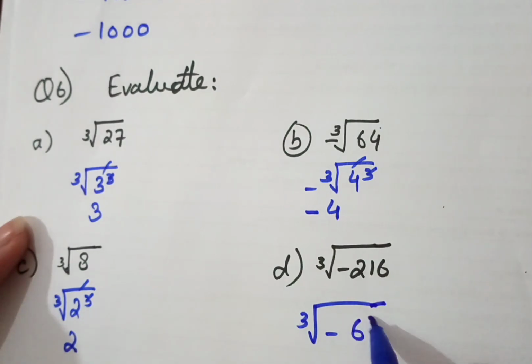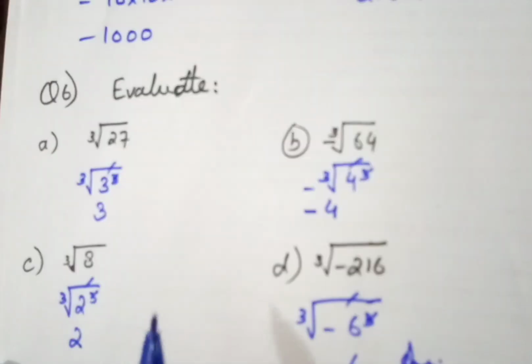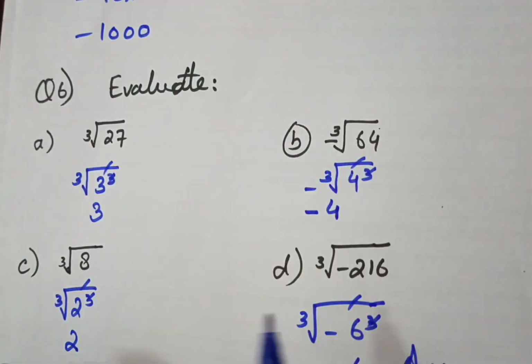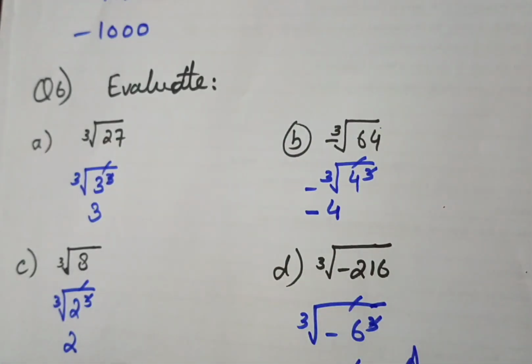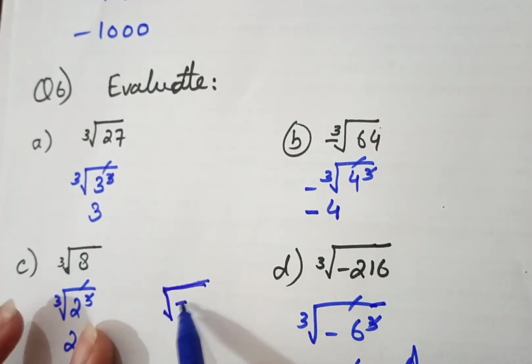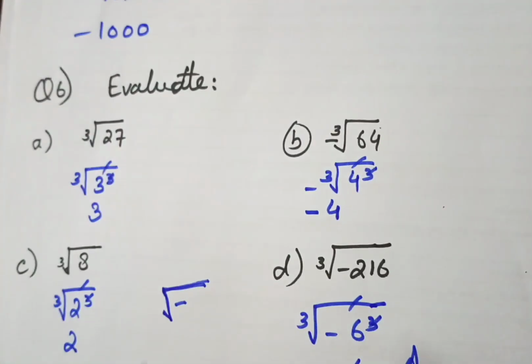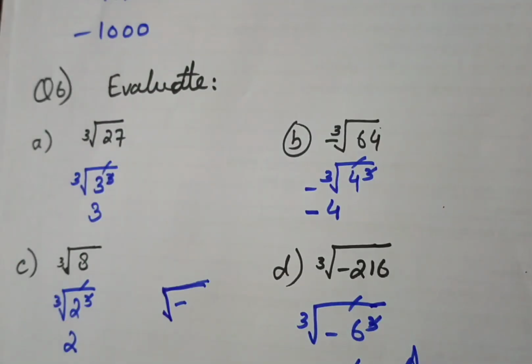216 is a cube of 6. Now this cube root and this cube sign undo each other, and you get the answer minus 6. So whenever we are working with the cube or cube root, all the solutions are possible. There is only one condition in the square root, whenever there is a minus sign inside the square root, solution is not possible. But all the other cases with the square and cube root, solution is possible.